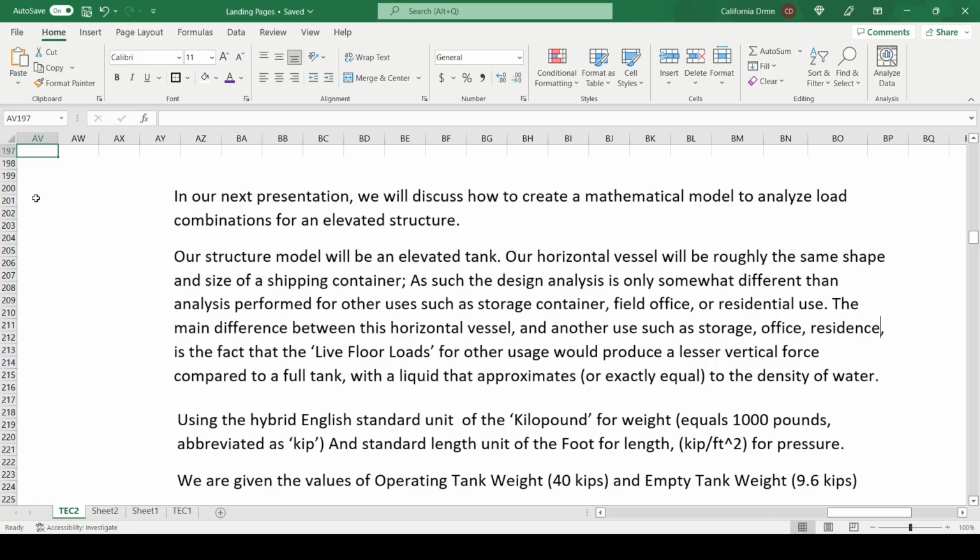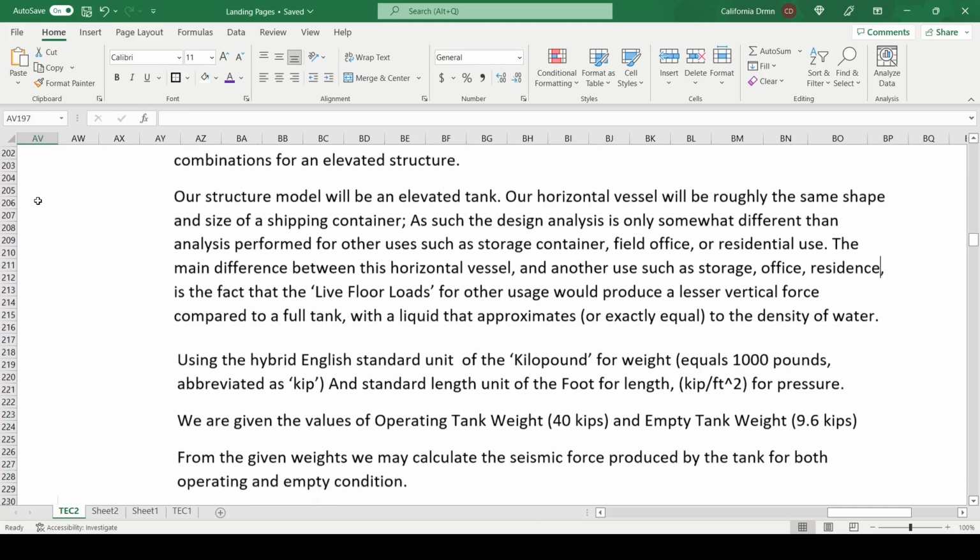office, or residential use. The main difference between this horizontal vessel and another use such as storage, office, residence, is the fact that the live floor loads for other usage would produce a lesser vertical force compared to a full tank, with a liquid that approximates, or exactly equal, to the density of water.